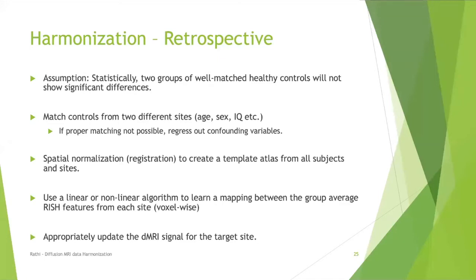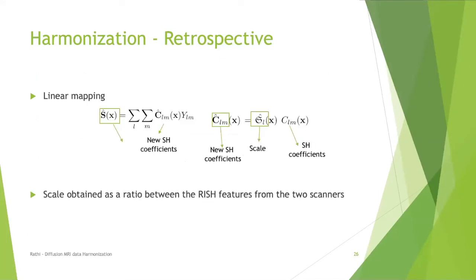And once you know this, you can go back and update your dMRI signal at the target site. This is what I essentially talked about. This is just a set of equations, but pretty much the only slide with equations here. So here you have this signal represented in a spherical harmonic basis. The CLM are your spherical harmonic coefficients.